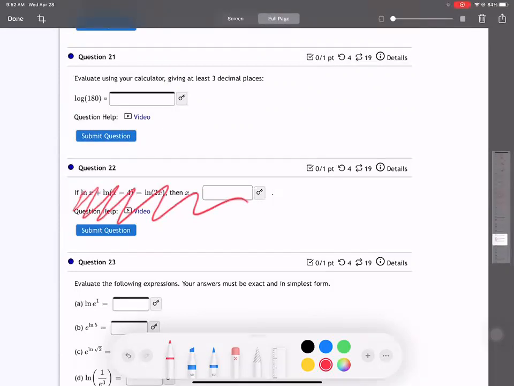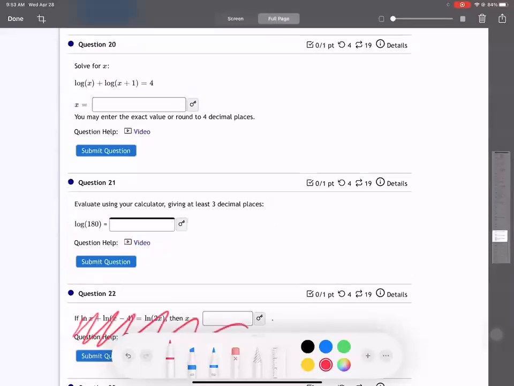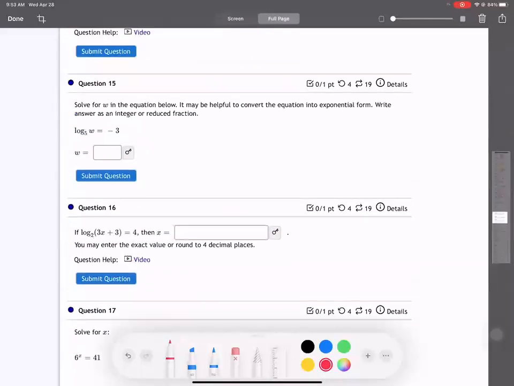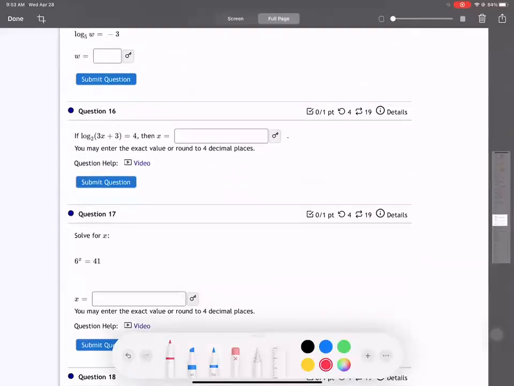Okay, I can go over number 16. Let's look at question number 16 now. We're going to rewrite this using our circle of logs song. So to rewrite this, we're going to say log base 2 of 3x plus 3 is equal to 4. Rewrite with the circle of logs: 2 to the 4th power is equal to 3x plus 3.